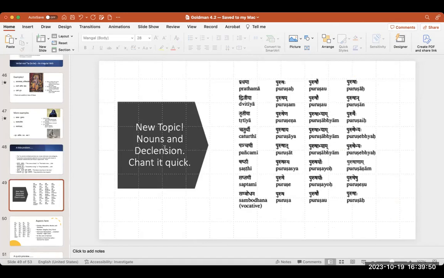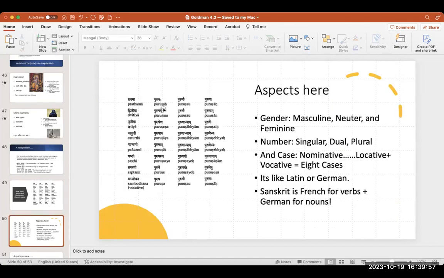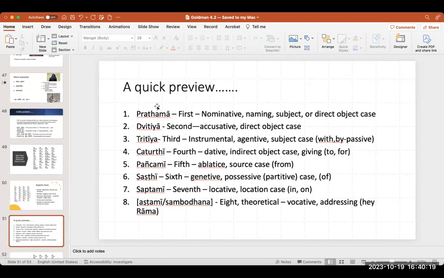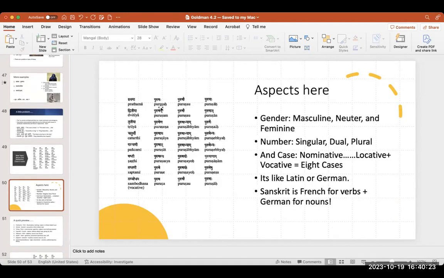But what we're also going to do is learn nouns. Very, very quickly, nouns vary based on gender: male, female, neuter. Also, that's singular, dual, plural. This is a masculine noun. We'll look at a feminine noun next. Prathamā is the naming case, the case of the subject of a sentence: rāmaḥ vanam gacchati. Dvitīyā, puruṣam in the singular, is the object case, the direct object or the location of motion.